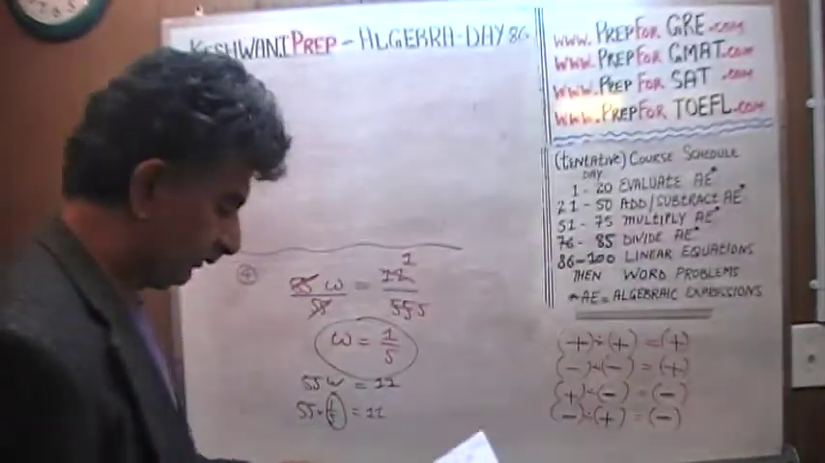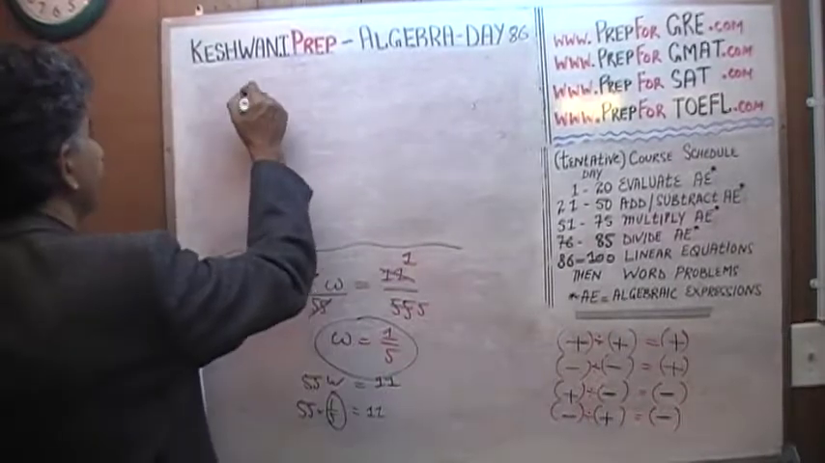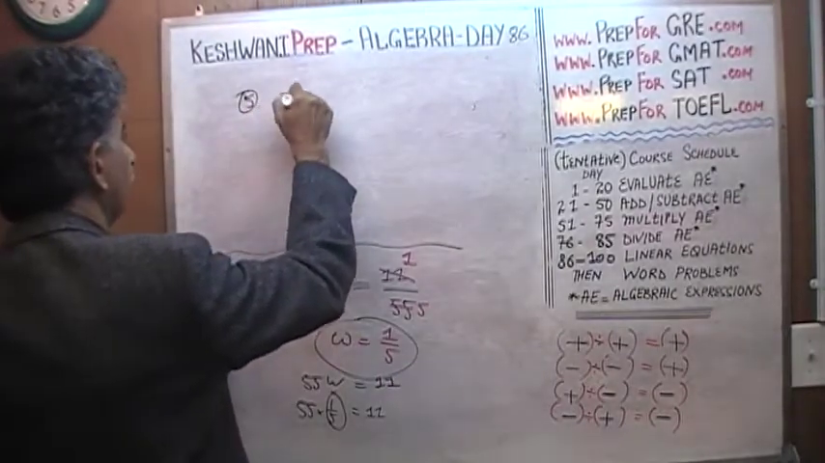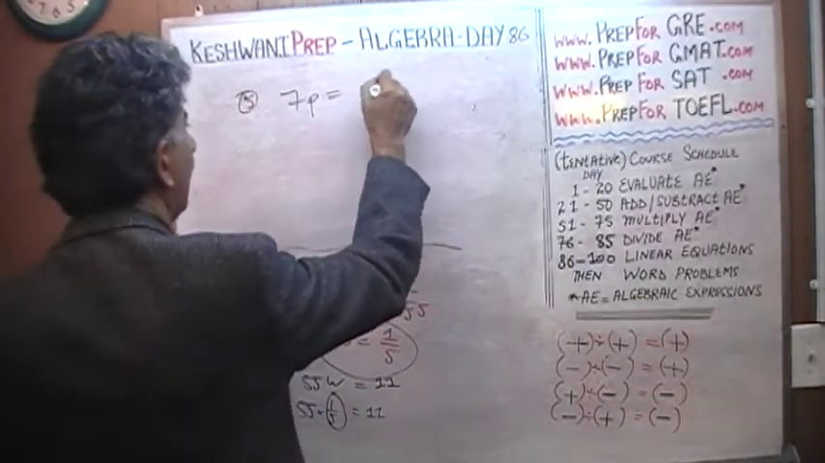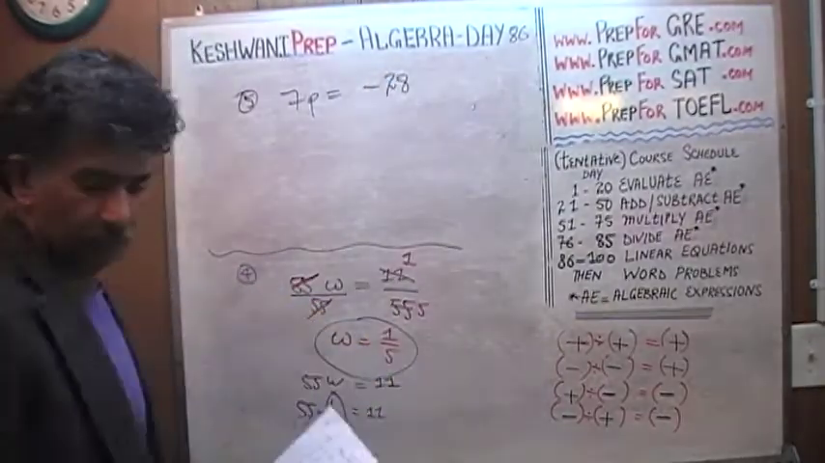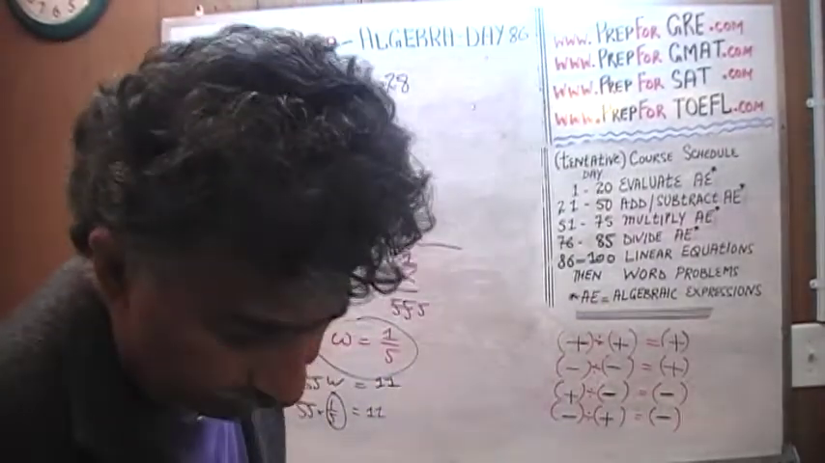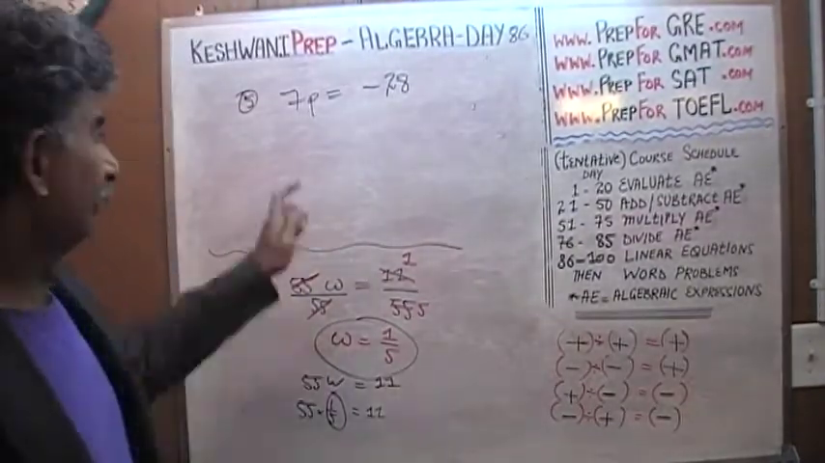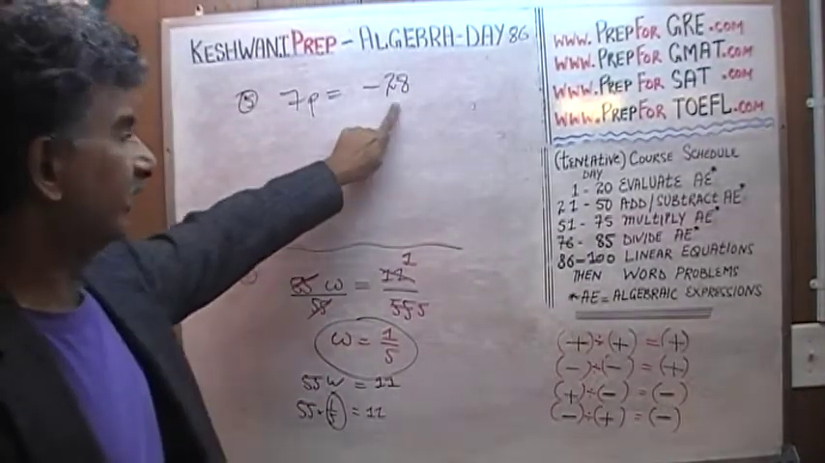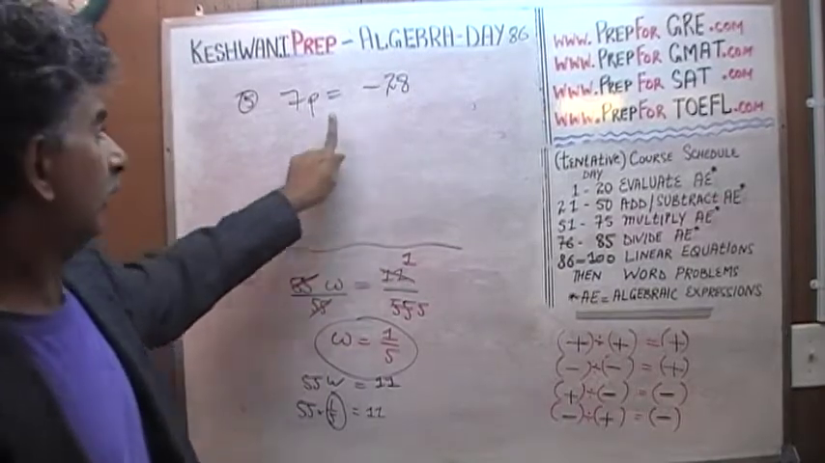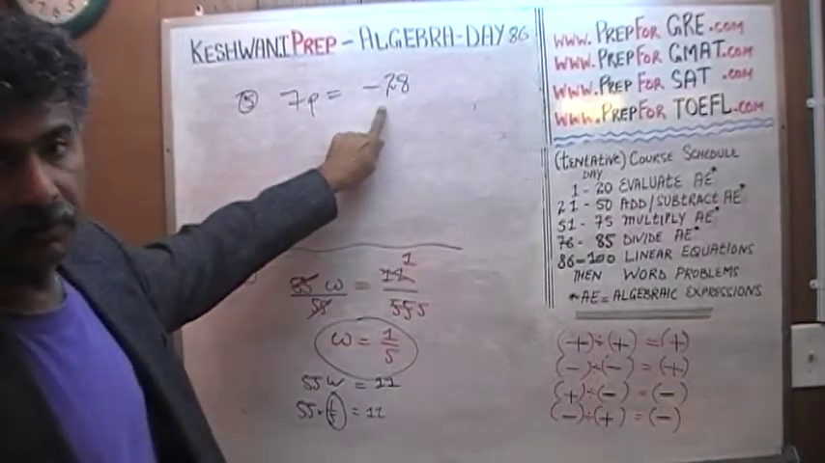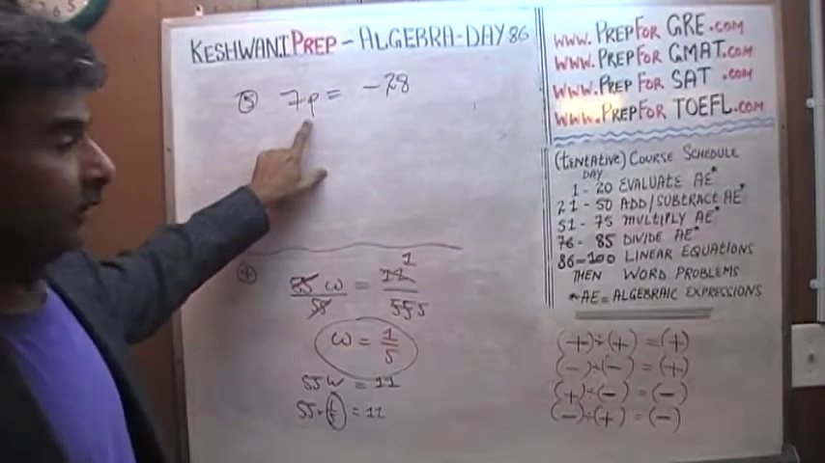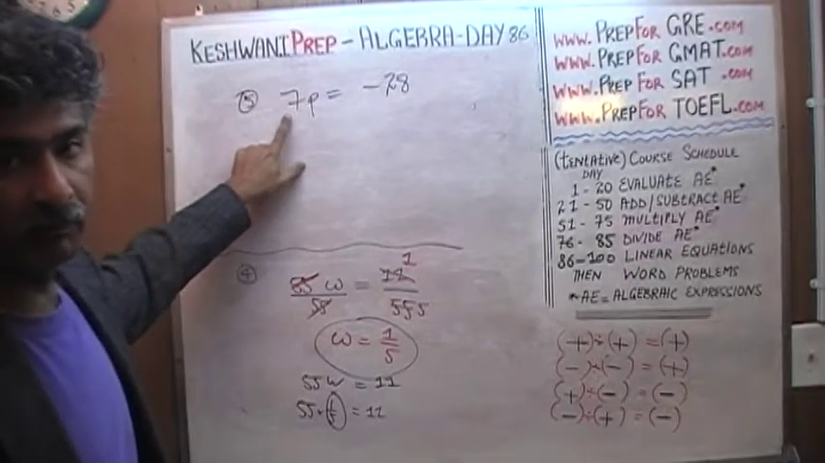Number 5. Let's take a look at number 5. 7 times p equals negative 28. So what number times 7 will equal negative 28? Well, that's the tricky one, isn't it? I know 7 times 4 equals 28, but we have a negative 28 here. So what number times 7 equals negative 28? The answer, of course, is negative 4. Negative 4 times positive 7 will give us negative 28.